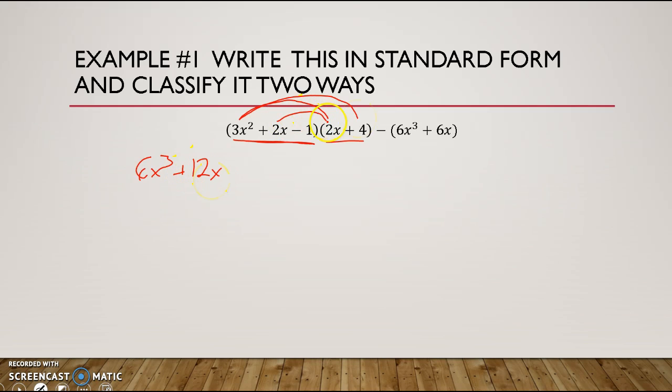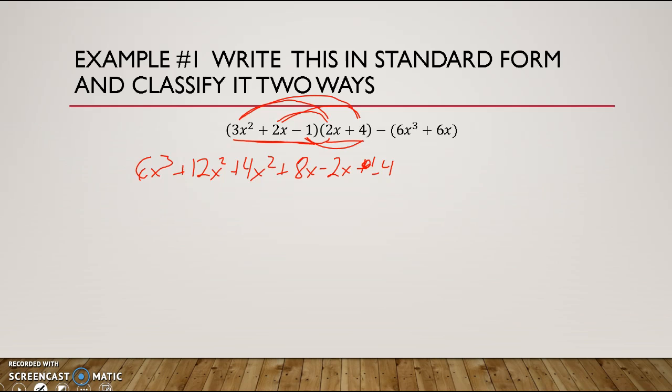Then I'm going to take 2x times 2x, which is 4x squared. Oh, this is x squared here too. 3x squared times 4 is 12x squared. 2x times 2x is 4x squared. 2x times 4 is 8x. Then if I take negative 1 times 2x, that's negative 2x. Negative 1 times positive 4 is negative 4. That's a negative there.